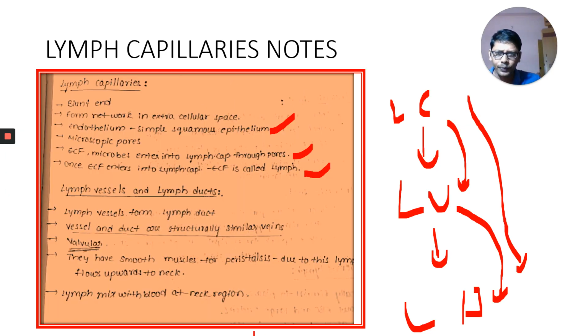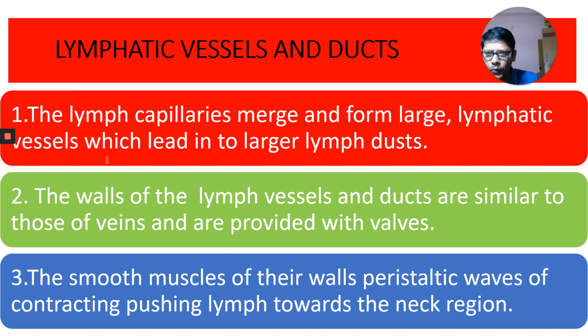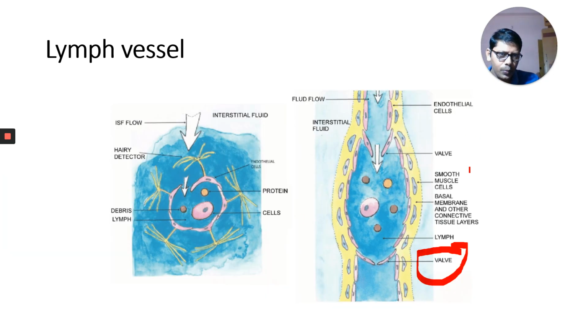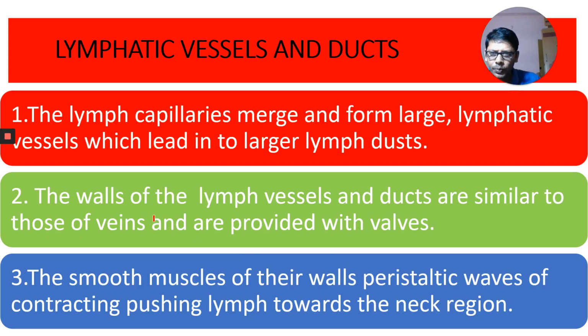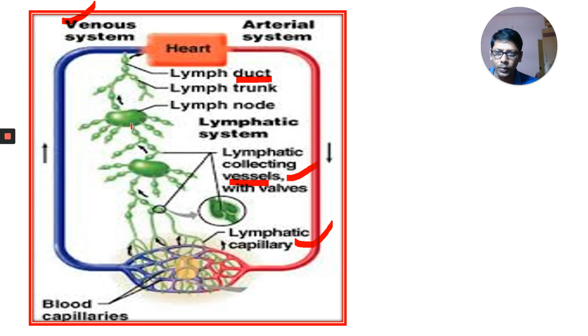Vessels and ducts are structurally similar to veins. Very important one: they are not structurally similar to the arteries. And these are valvular. Why are they valvular? Because they have valves here. That's why we are using the term valvular. Next, they have smooth muscles. You can observe here that smooth muscles are present, also in the wall of the vein. What type of muscles? Smooth muscles, and for peristalsis.